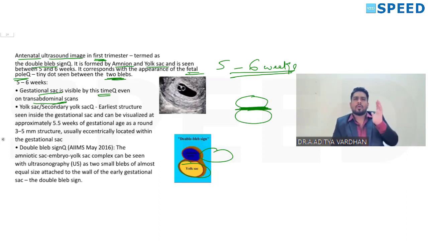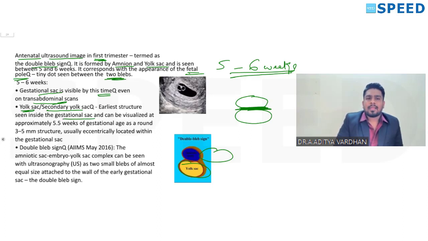So whenever you go through obstetric radiology, that is ultrasound scan, and you are seeing weeks, 5 weeks, 6 weeks, 7 weeks, it means transvaginal ultrasound, friends, unless specified otherwise. If they have specified transabdominal scan, take it at that week. Otherwise, it is transvaginal scan. The secondary yolk sac is the earliest structure seen inside the gestational sac and can be visualized at approximately 5.5 weeks of gestational age as a round 3 to 5 mm structure. The yolk sac will be eccentrically located within the gestational sac, friends.